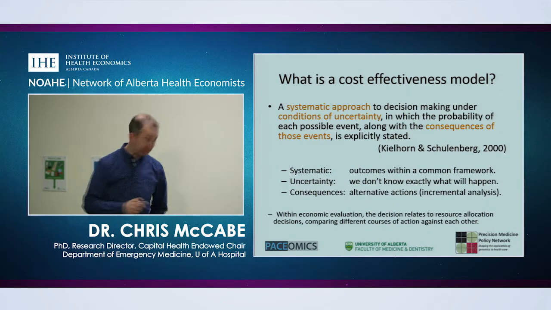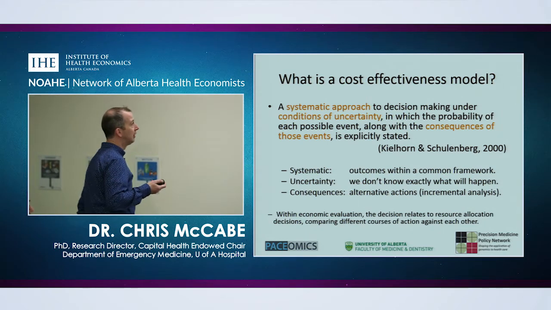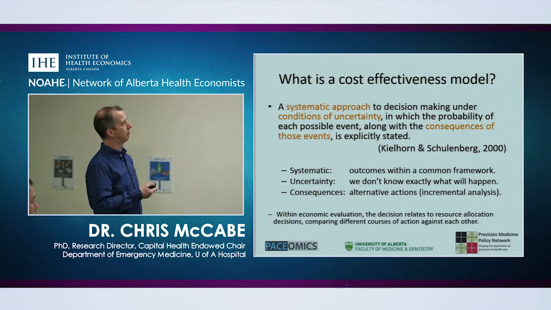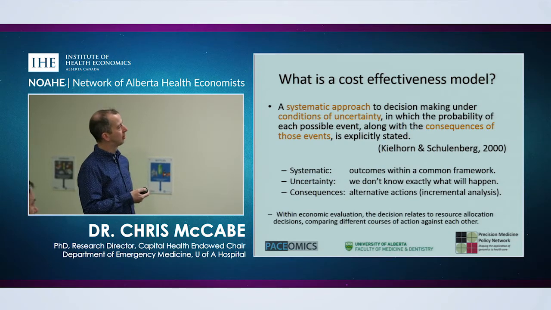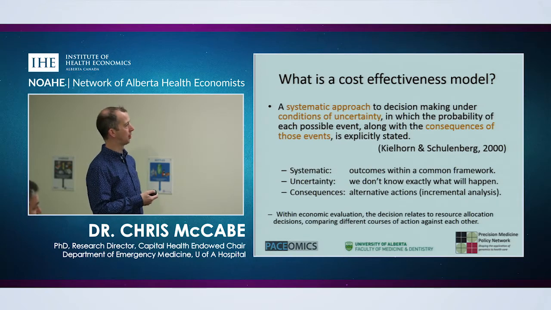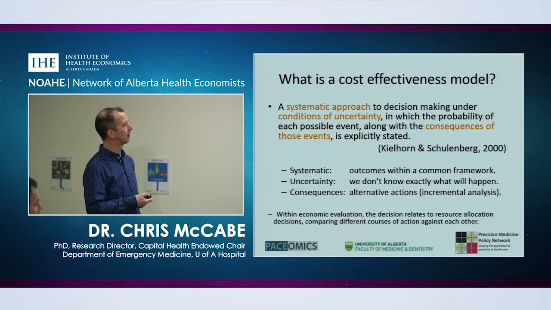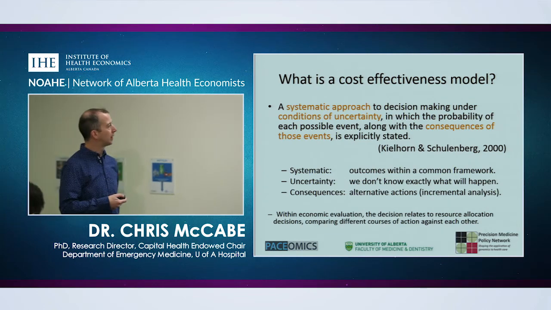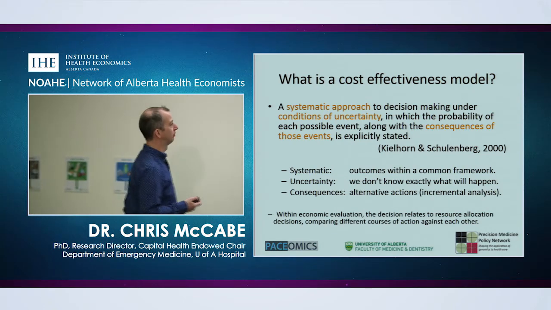Well, here's a reasonably well-used definition from the beginning of this century. So first and foremost, it's a systematic approach to decision-making under conditions of uncertainty, in which the probability of each possible event with the consequences of those events is explicitly stated. So the key words, systematic, uncertain, and interested in consequences of alternative action. So it's incremental. So when we're using models for economic evaluation, we're comparing at least two different courses of action.